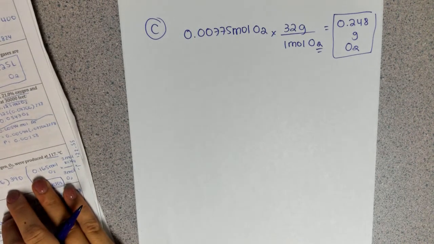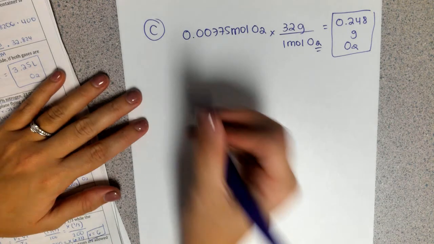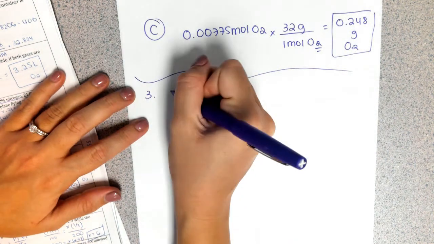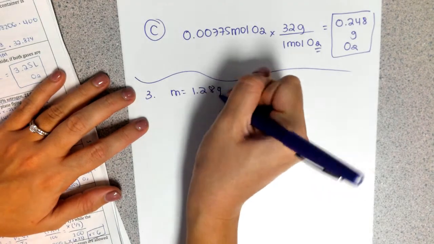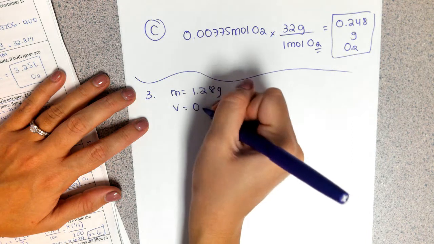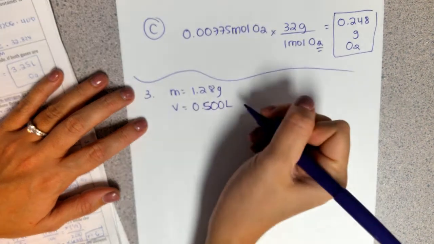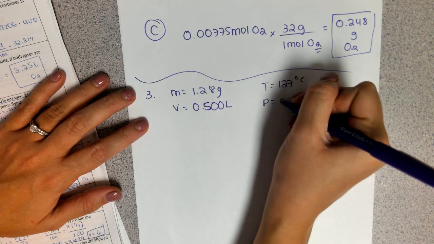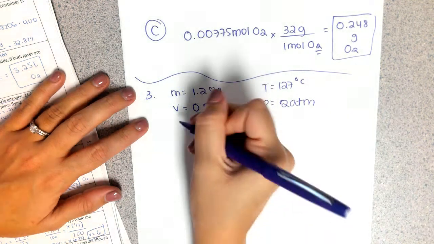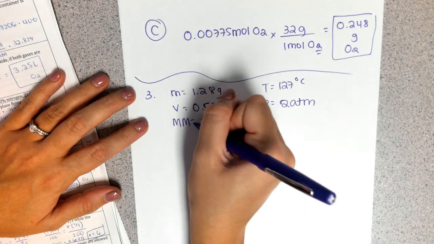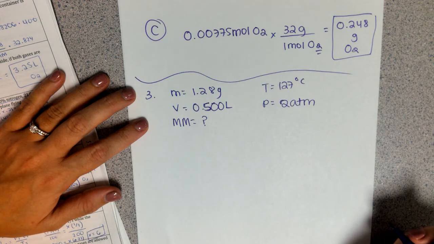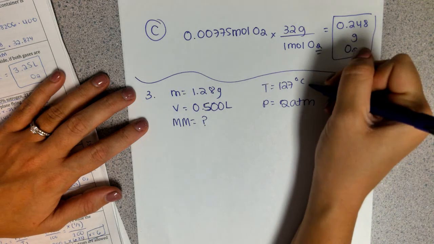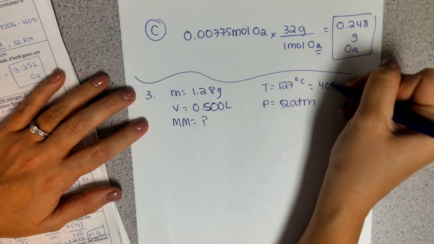Number 3, an ideal gas sample has a mass equals 1.28 grams. The volume is 0.500 liters. The temperature is 127 degrees Celsius, and the pressure is 2 ATM. What is the molar mass of the gas? So molar mass I've been abbreviating as MM, makes my life easier. Let's change that temperature because we don't ever use temperature in Celsius, and that's 400 Kelvin.